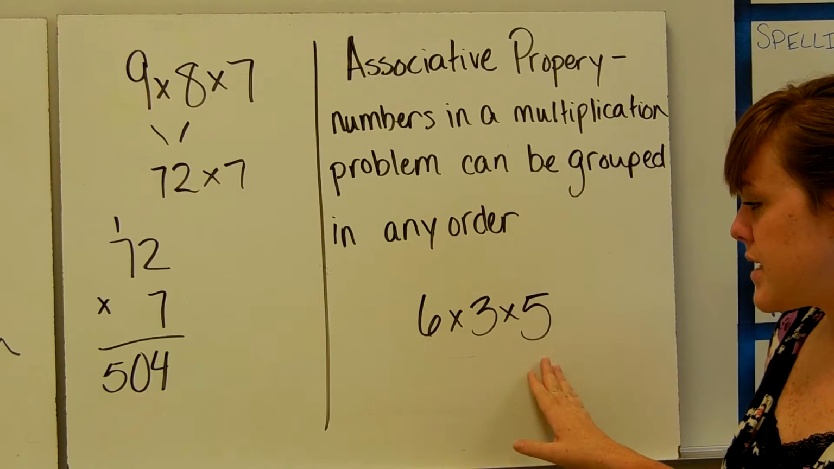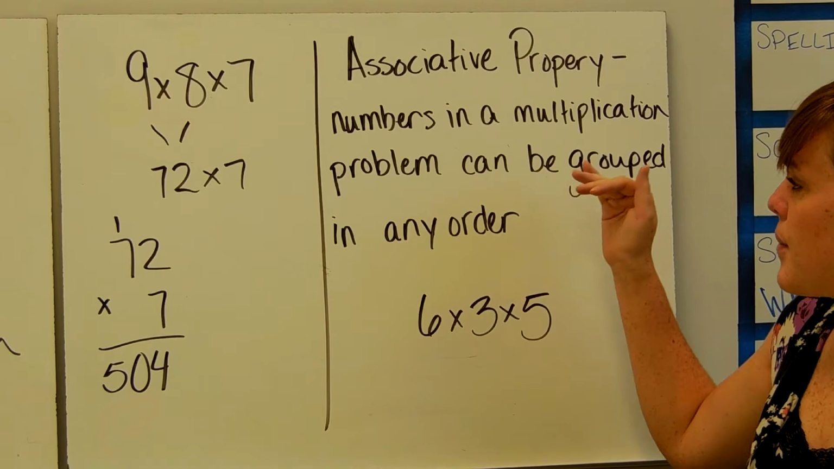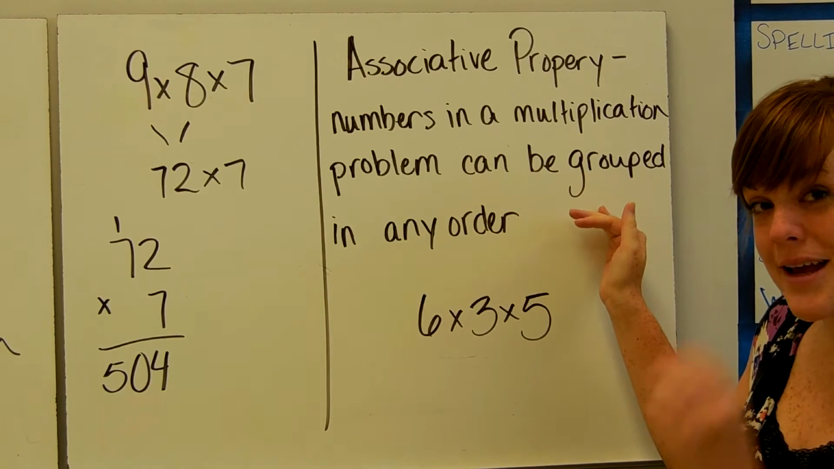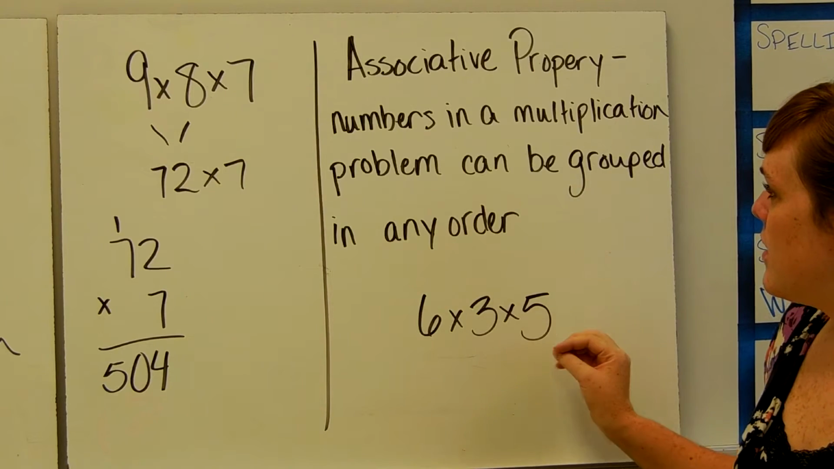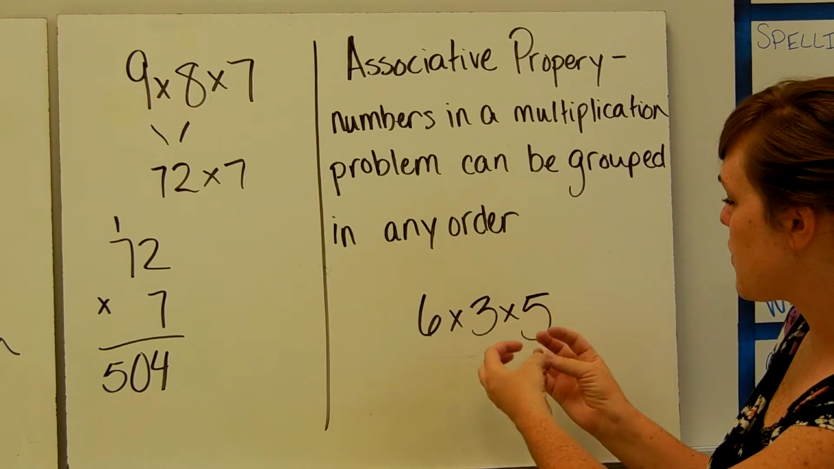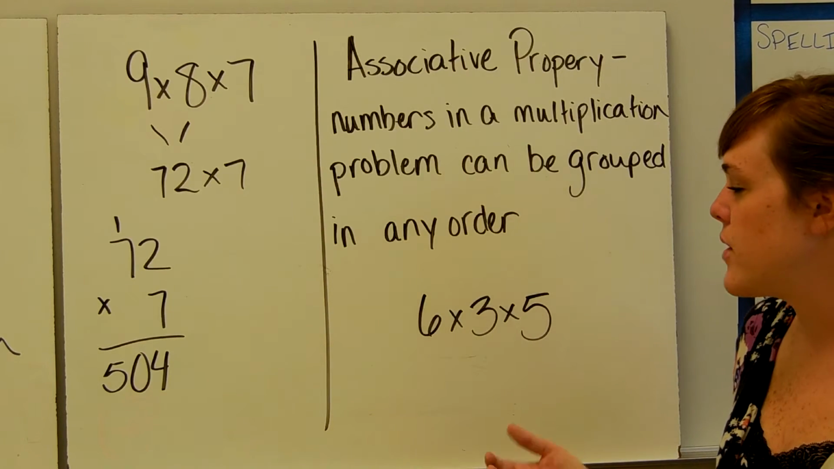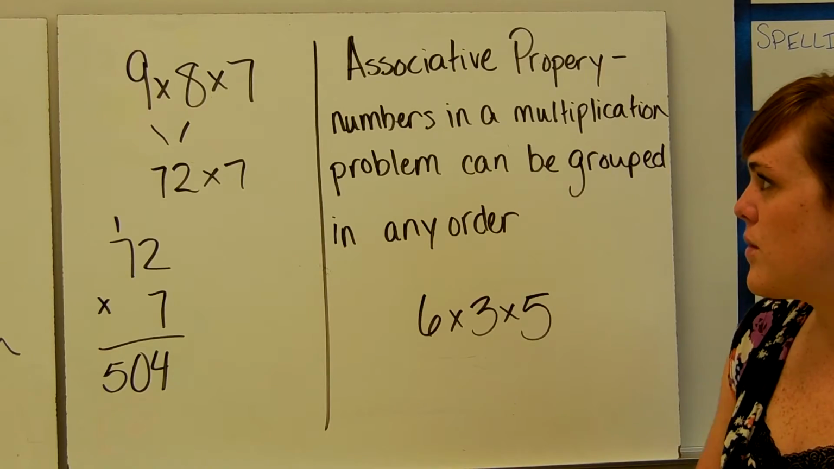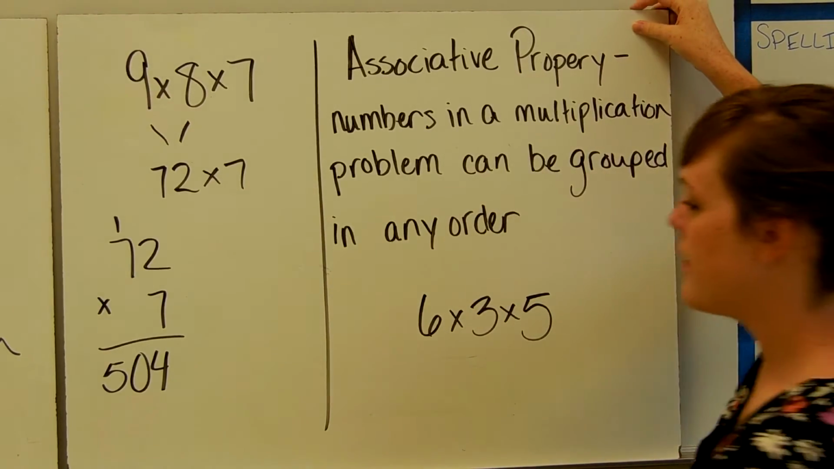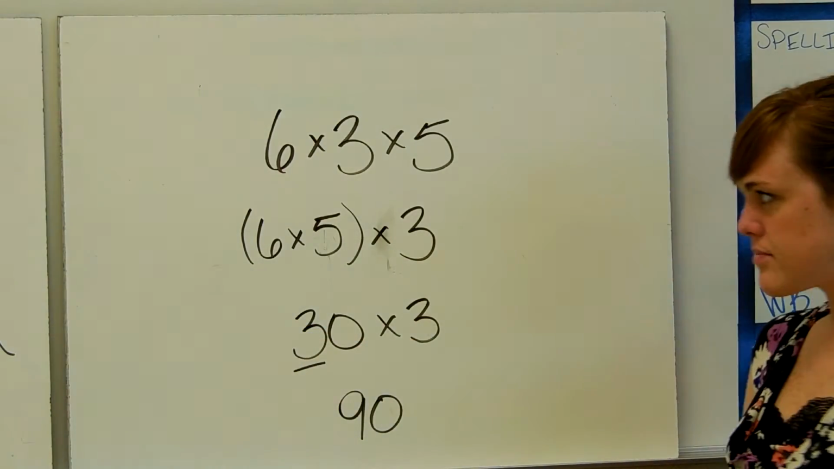If we have another set of numbers, let's say 6 times 3 times 5, we would remember the associative property, which says that they can be grouped. So the commutative property says they can be multiplied in any order, but the associative property lets you group them. And when we group numbers in math, they have little parentheses.